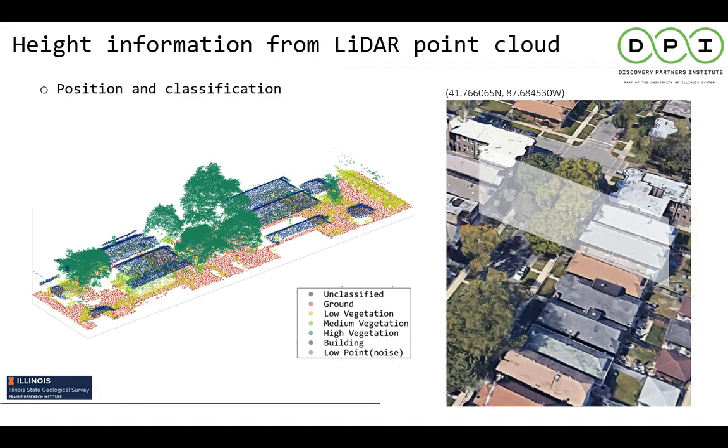The image shown here is actually the LiDAR scan over a street block, and you can see it provides the position of the buildings and the trees, and even the cars in the parking lot, and also gives you the classification of all the points. You've got the roofs, the trees, and some low vegetation around there.